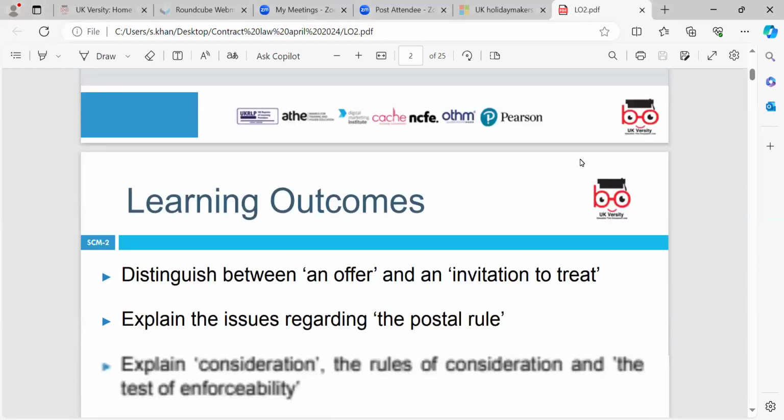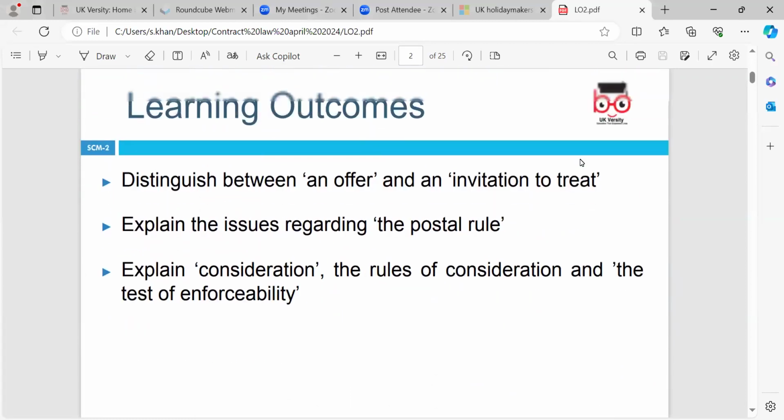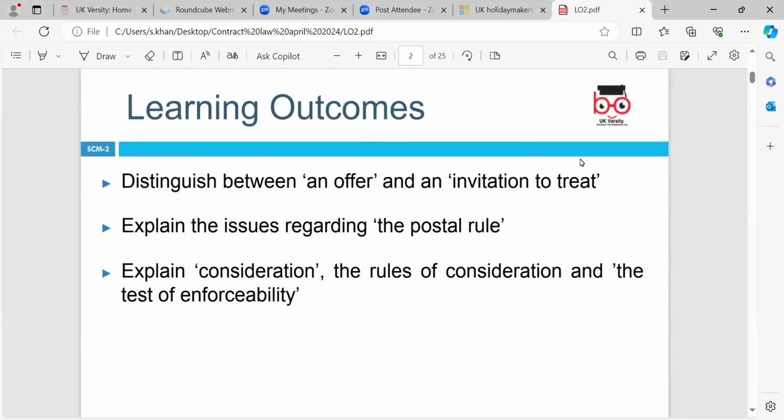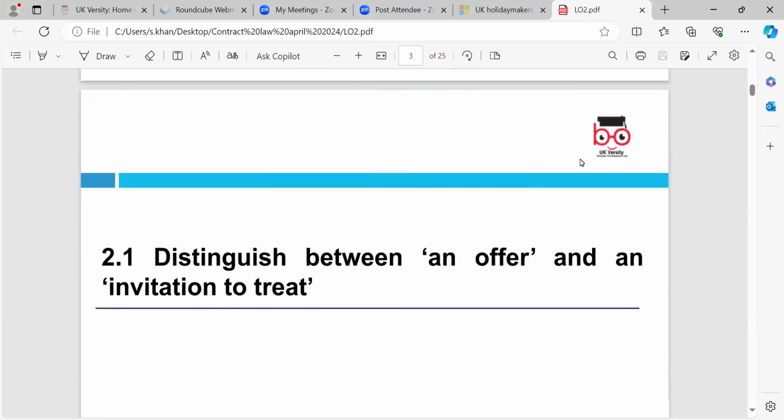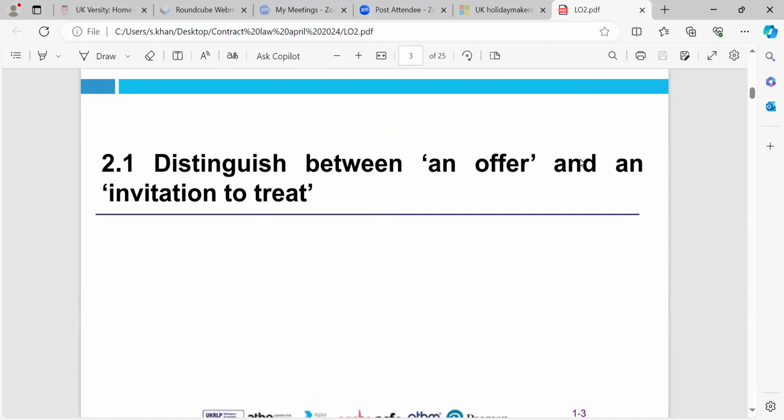So firstly, we're going to look at the learning outcome, which is to distinguish between an offer and an ITT, which is an invitation to treat, explain the issues regarding the postal rule, and explain consideration, which is the rules of consideration and the test for enforceability. So 2.1, distinguish between an offer and an invitation to treat.